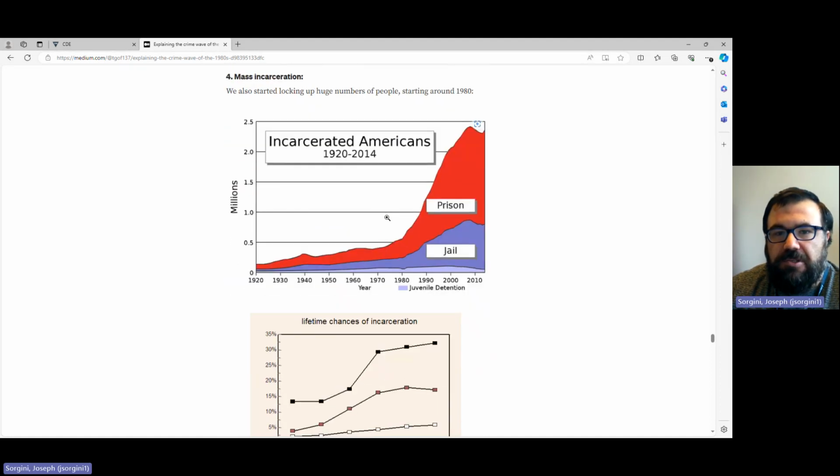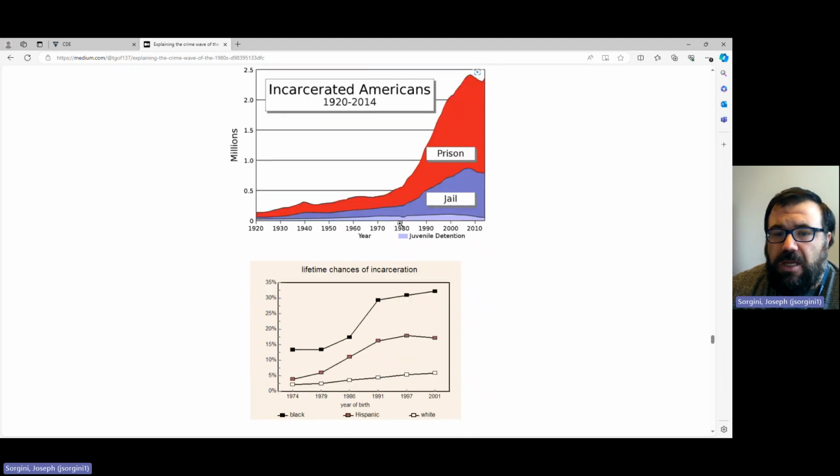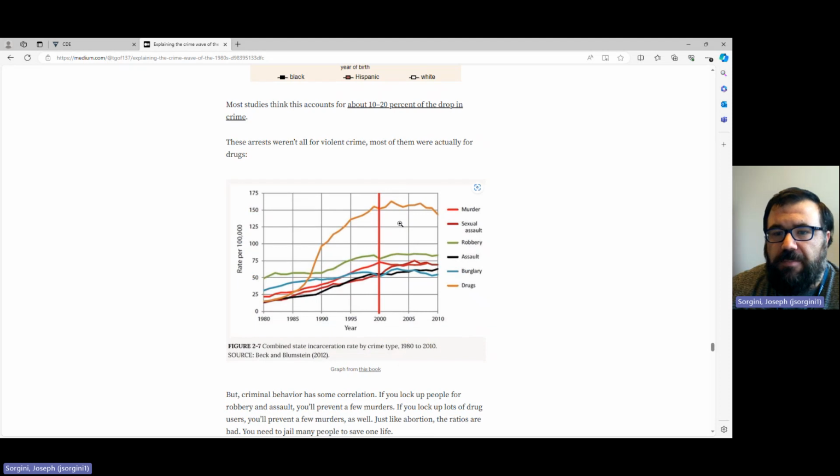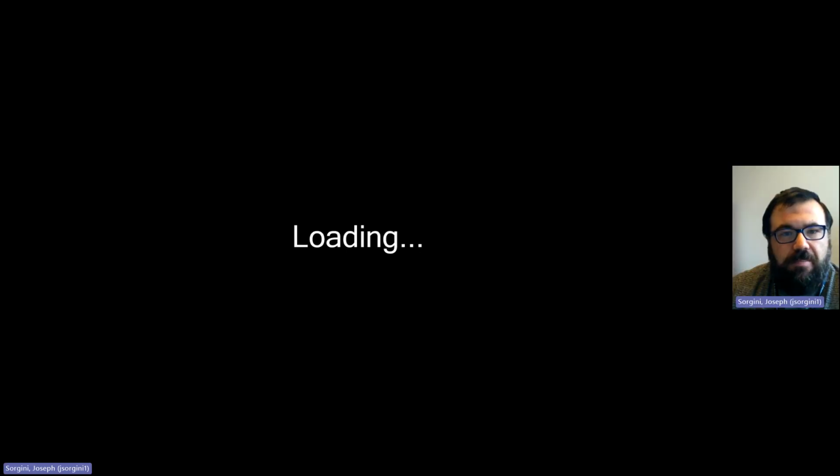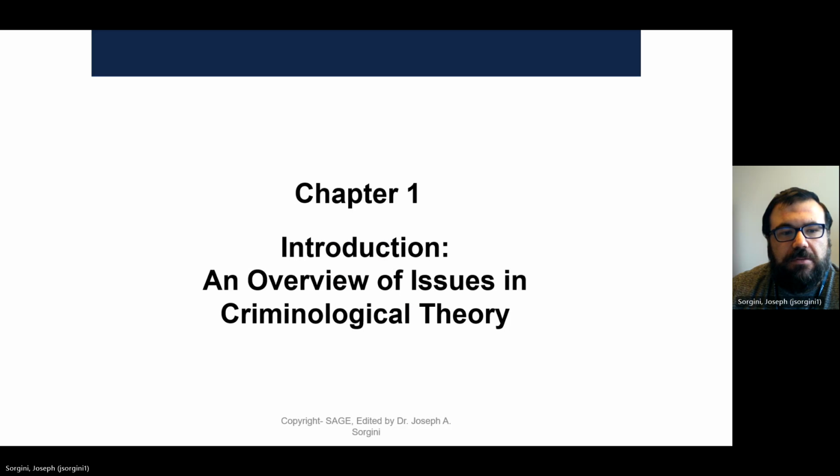And then mass incarceration. We just started locking a lot of people up. So when we started to lock a lot of people up, what happened was we started to look for more crimes. So that also impacts the crime wave. Just want to give you some idea of how we look at this data as criminologists. All right, so let's go back to our lecture.